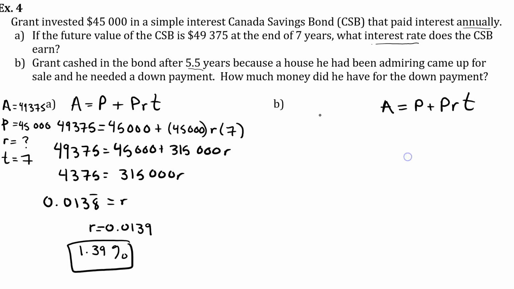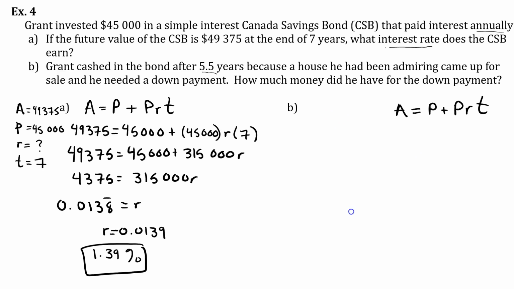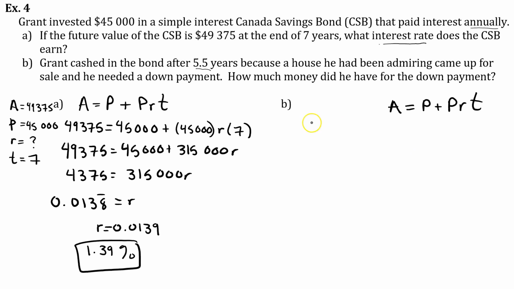And for this new question, we actually want to solve for A. What's the future value when the principal is 45,000 and the interest rate is, remember we need to use this as a decimal, 0.0139, and time, instead of 7 years, being 5.5 years.